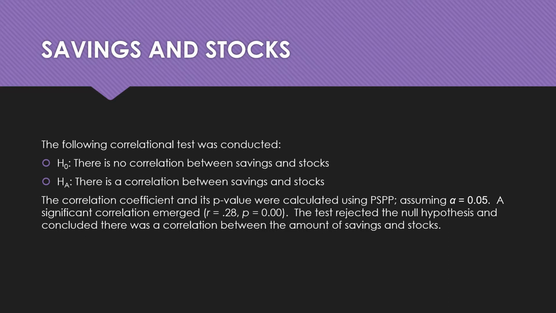Again, using PSPP to calculate, assuming alpha is 0.05, a significant correlation did emerge with R value being 0.28 and P value being 0.00. Therefore, we can reject the null hypothesis and conclude that there is a correlation between the amount of savings and stocks.